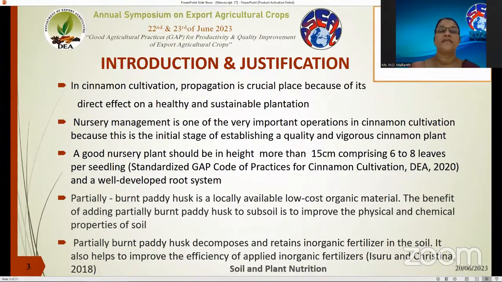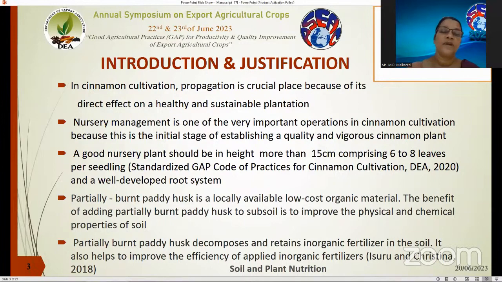Introduction and justification. In cinnamon cultivation, propagation is a crucial stage because of its direct effect on a healthy and sustainable plantation. Nursery management is one of the very important operations in cinnamon cultivation because this is the initial stage of establishing a quality and vigorous cinnamon plant. A good nursery plant should be more than 15 centimeters in height, comprising 6 to 8 leaves per seedling and a well-developed root system.